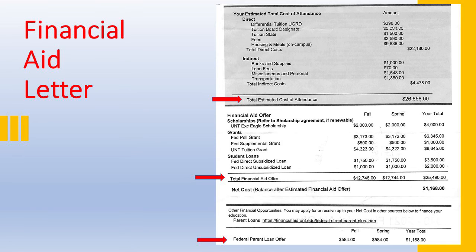So your subsidized and unsubsidized loans are also in here, but that is actually guaranteed that the student will get that. And then they actually separate out the Parent Plus loan offer down at the bottom, which the student would actually have to have their parent apply for them to get that money and actually reach the total cost of attendance.